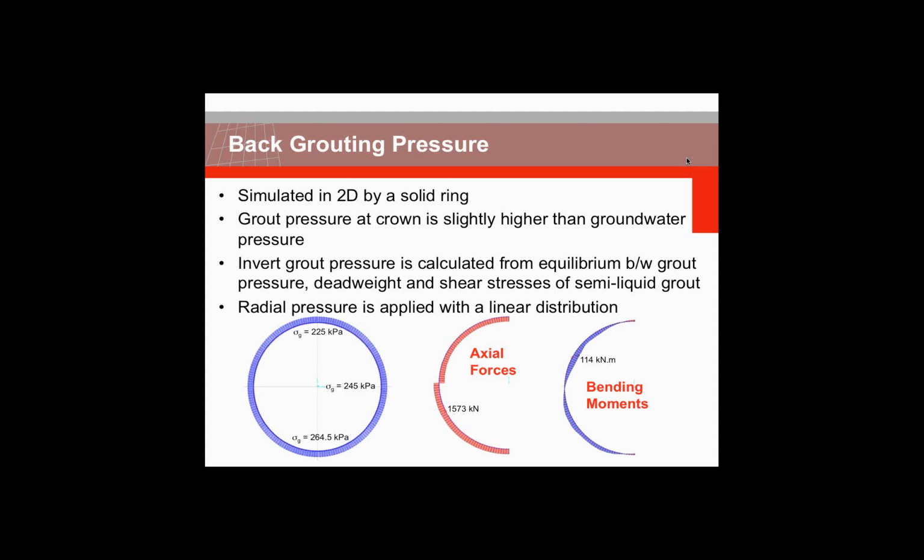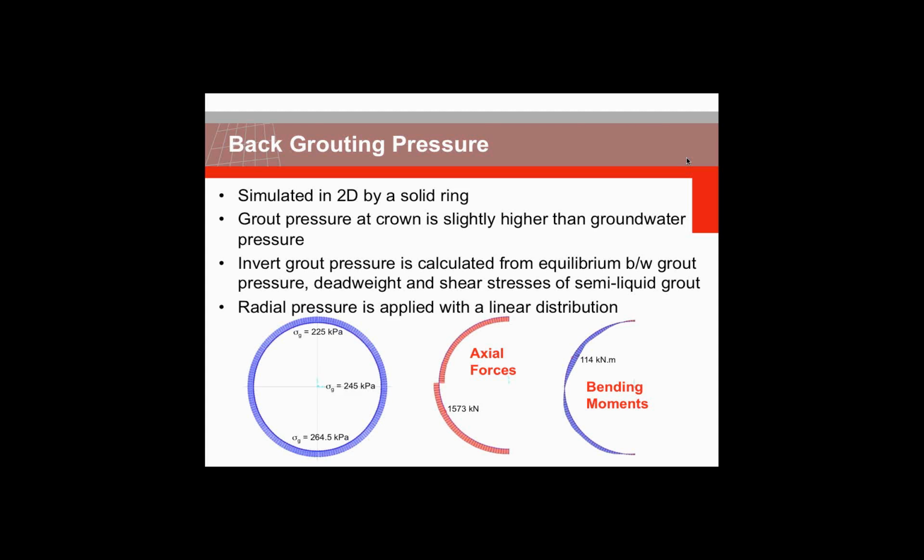There are some models to come up with the exact numbers that I didn't go through in detail, but they are available. Invert ground pressure is usually calculated by the equilibrium between the total grout pressure, dead weight, and shear stress of semi-liquid grout, which we usually consider between 20 and 100 Pascal.